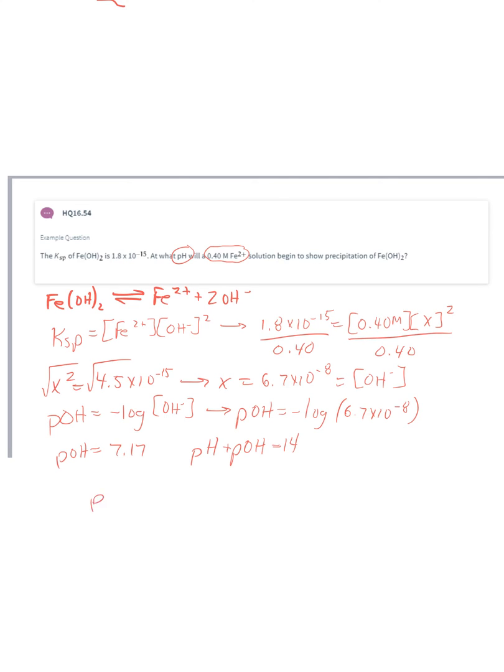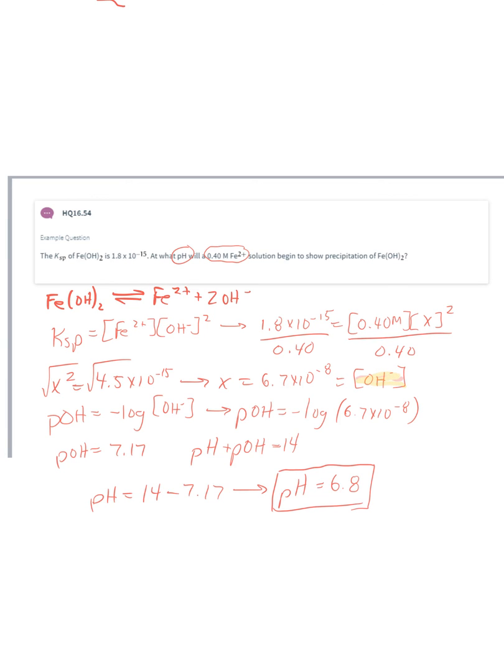So last but not least, pH plus pOH equals 14. So my pH of this solution would equal 14 minus 7.17. So the pH of this solution, or the pH where iron(II) hydroxide would start precipitating from solution, would be approximately 6.8.